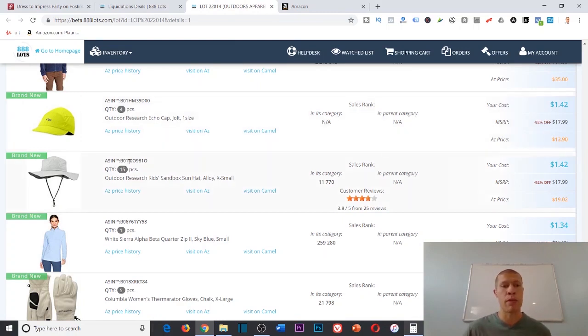But I don't have to add up all those numbers because this item right here will literally pay for the entire pallet by itself.